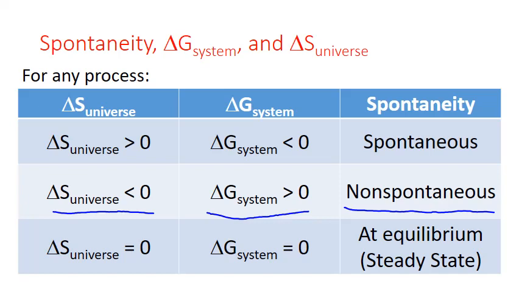But what happens when the entropy change of the universe and the Gibbs free energy change of the system are both equal to 0? When this happens, it's a special situation associated with reversible processes. At this point, the system is considered at equilibrium. In other words, the process is reversible with neither the forward or the reverse reaction favored. As a result, the system has reached a steady state in terms of the concentrations of the reactants and the products.